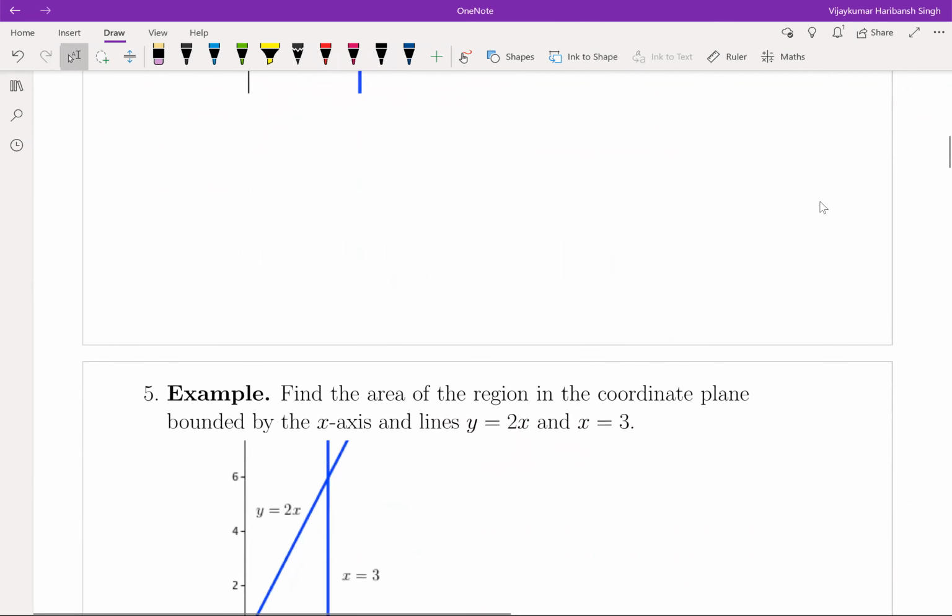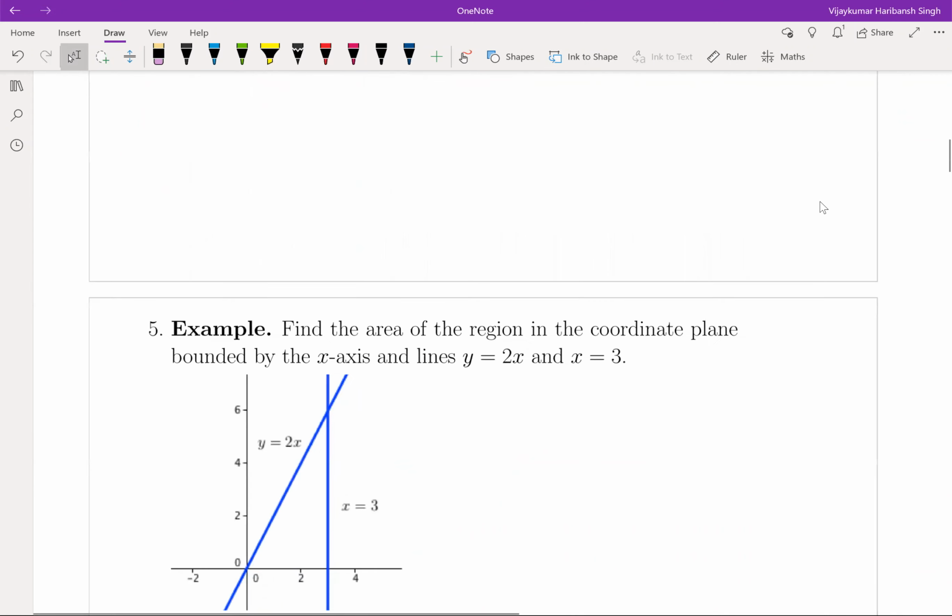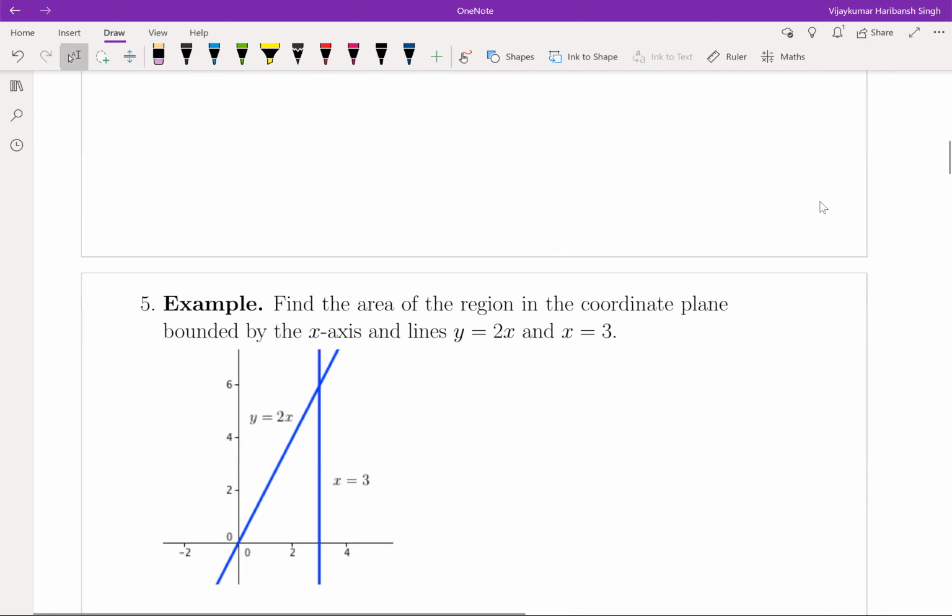Now let's look at the following. Find the area of the region in the coordinate plane bounded by the x-axis and the line y equals 2x and x equals 3. Now this turns out to be a triangle. To find the area of the triangle, we need to find the length of the base. The base is basically 3. And what is the height? For the height, we need to compute this intersection.